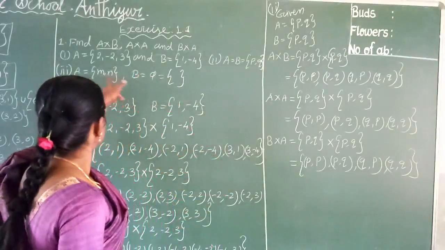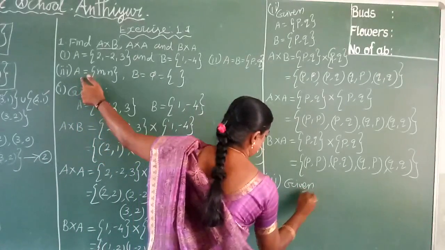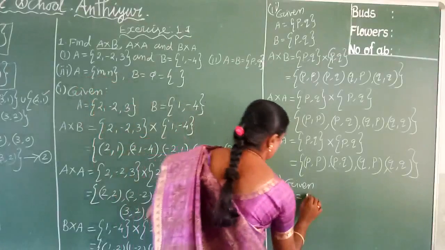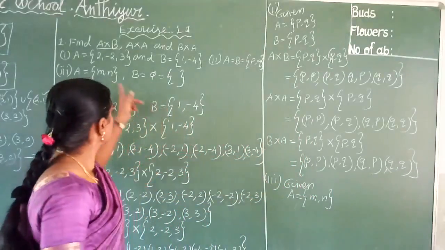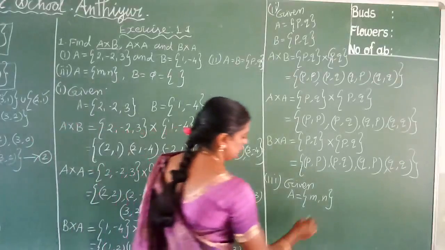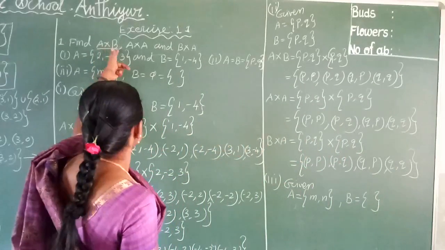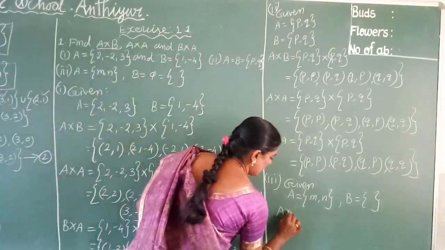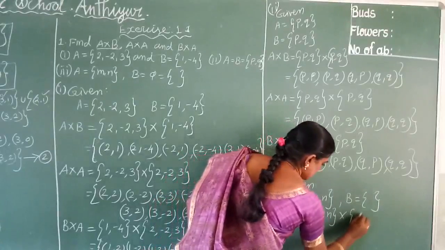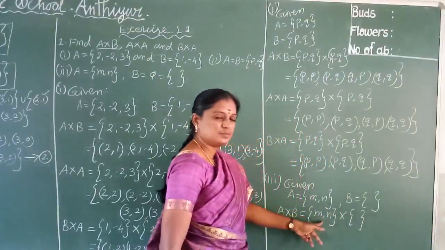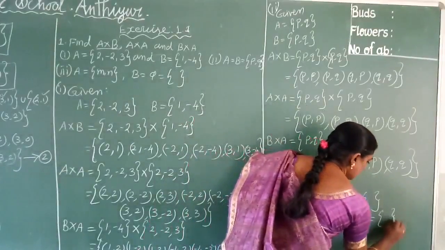Next, the third one. Given A is equal to {M, N}, and B is the null set. First, A cross B. So A cross B is equal to {M, N} cross the null set. Here there are no elements, so how do we get the ordered pairs? We cannot. So the answer is also the empty set.